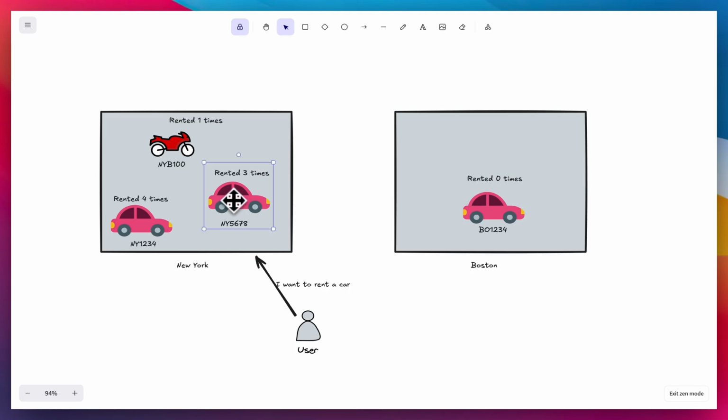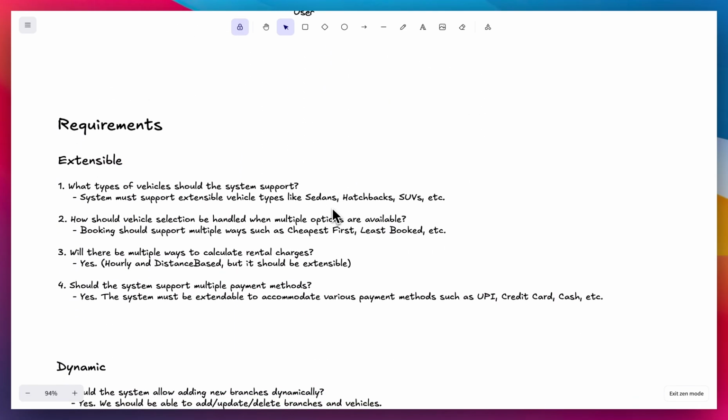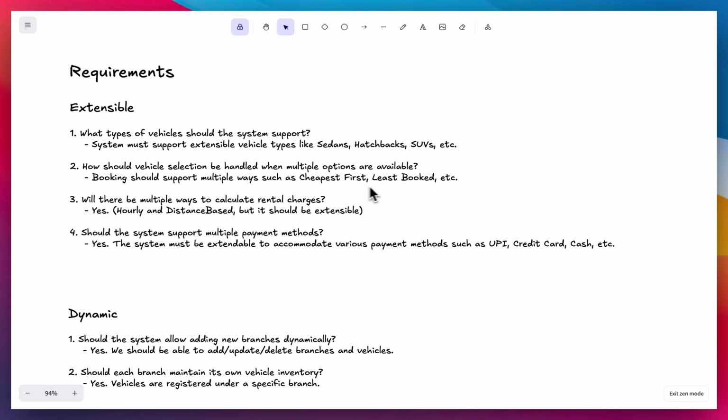So if this SUV is booked 3 times, and this SUV is booked 4 times, and your system supports least booked vehicle first, then this will be the vehicle which is going to be assigned to you because it was booked 3 times, which is less than 4. And it should be extensible so that in future you can add more algorithms as well apart from these two.